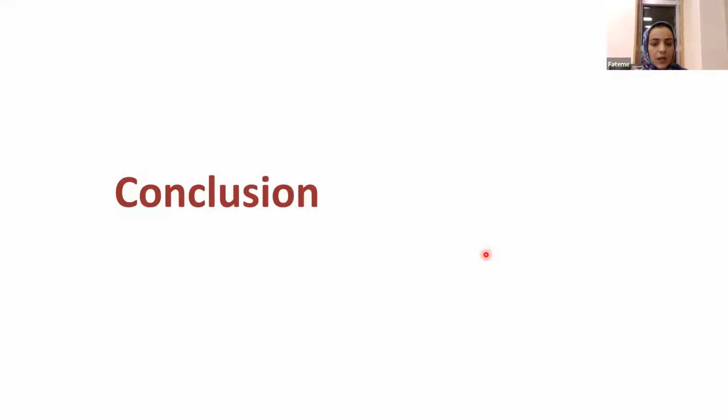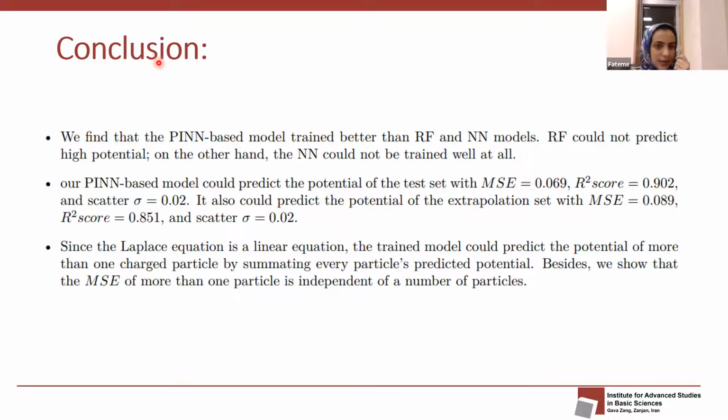Okay, what was the conclusion? I summarized the conclusion into three main parts. First one is that we found out our pin-based model trained better than random forest and neural network. Random forest actually, although it was a fast learner, could not predict the higher potential, while the neural network could not be trained.